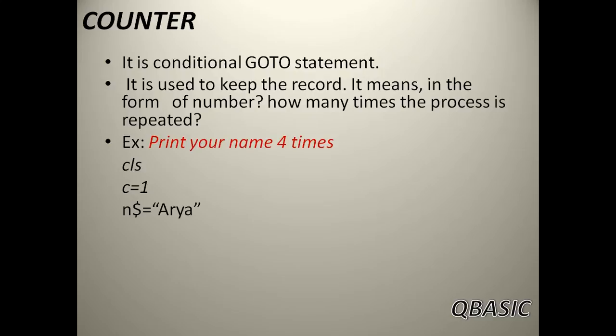Why do we need to use a dollar sign with the variable? Because Arya is an alphanumeric value, so we have to use the dollar sign with the variable. Start. Print n$ means you are going to print the value stored in the variable n$, displaying the name Arya on the output screen. C equals C plus 1 means increment the counter by 1, so now the value of the counter is 2.